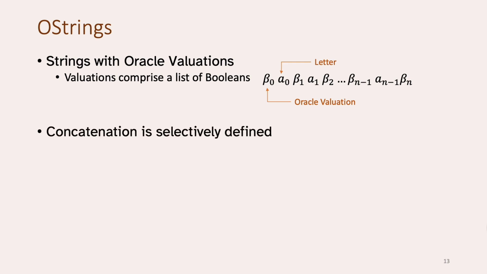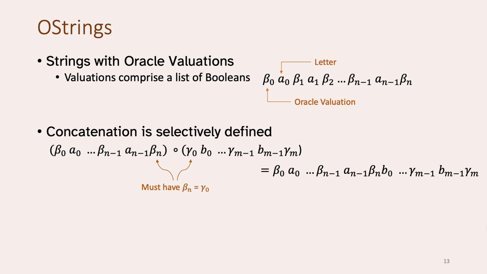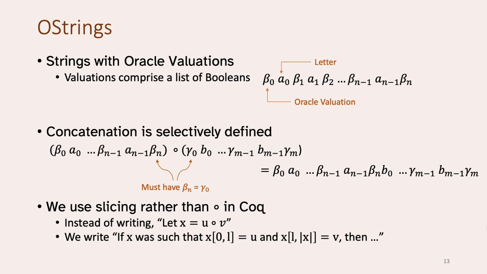The concatenation of O strings is defined only if the oracle valuations at the end of the first word and the beginning of the second word agree. In the example shown, beta n must be the same as the valuation gamma naught in order for the concatenation to be defined. This is a difficulty in Coq. So to avoid this, instead of defining concatenation, we define slicing. Instead of writing let x equals u concat v, we would say that u and v are produced by slicing x at a certain point.